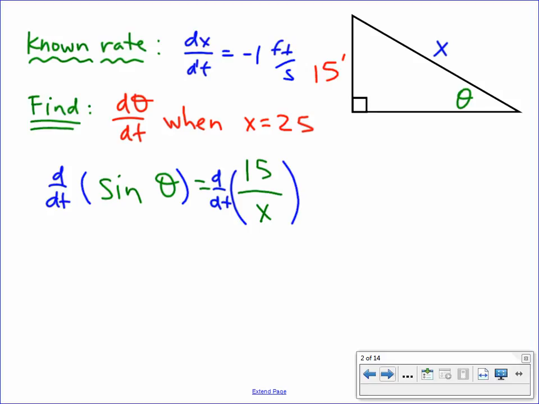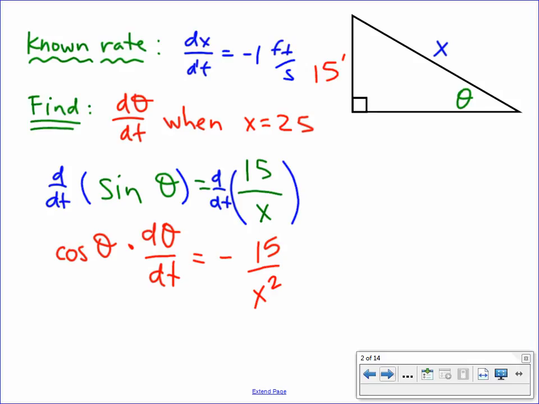And the derivative of sine of theta with respect to time is sine goes to cosine of theta, the derivative of the trig function with the angle, then times the derivative of the angle. And there's where my d theta/dt comes from. Good. On the right-hand side, the derivative with respect to time of 15 over x, again, chain rule, right? We're not differentiating a t function, we're differentiating an x function with respect to time. So here we go. The derivative of 15 over x looks like negative 15 over x squared.